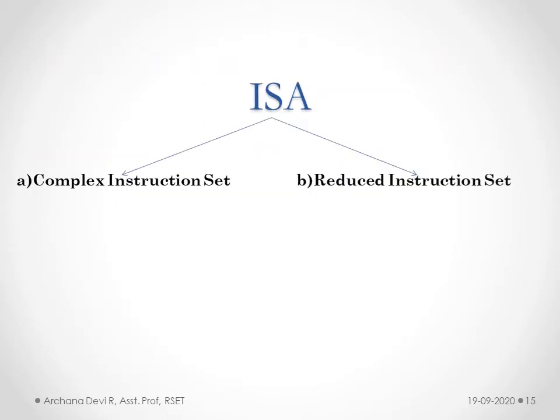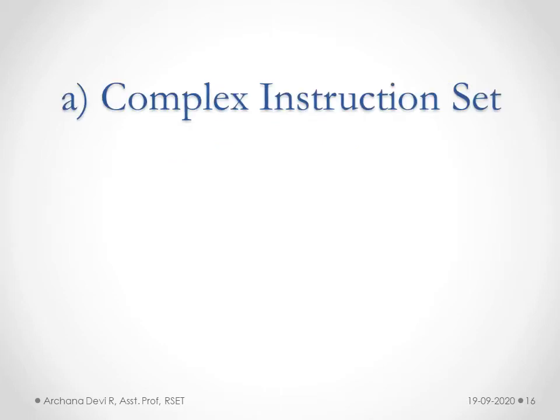Based on this, any instruction set architecture can be categorized into two: complex instruction set and reduced instruction set. We are already familiar with these two, CISC architecture and RISC architecture. Any processor you take will fall under one of these two categories. So let's start with the complex instruction set and look at the common features of CISC architecture.